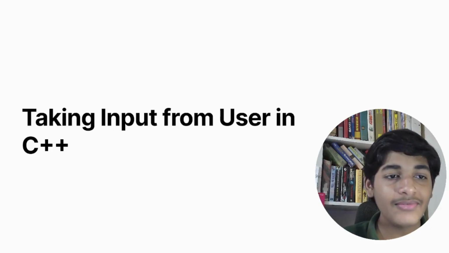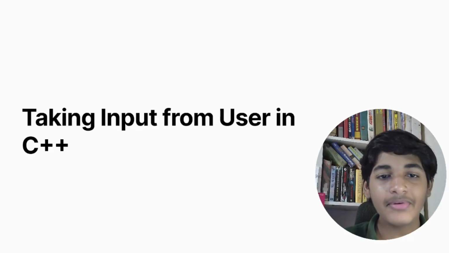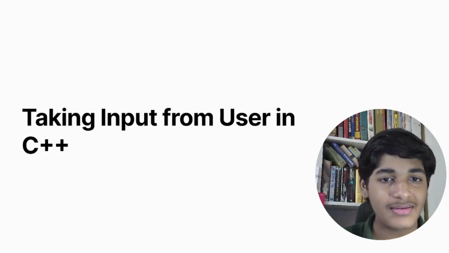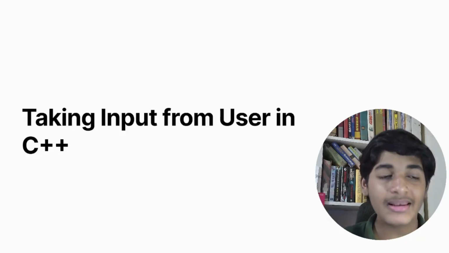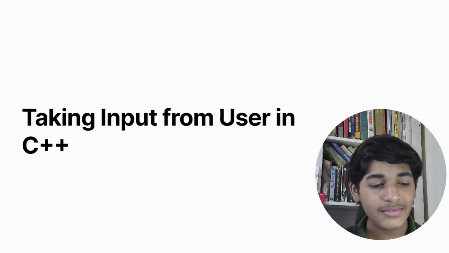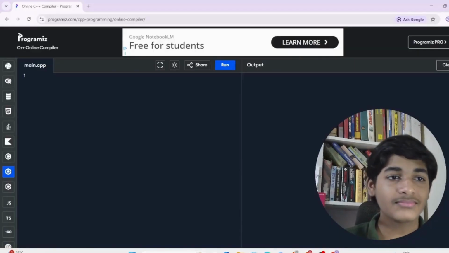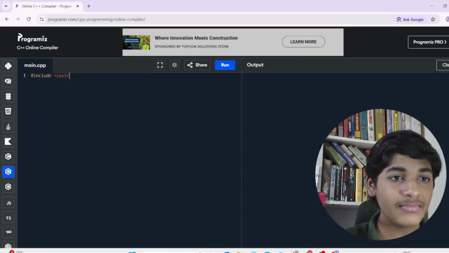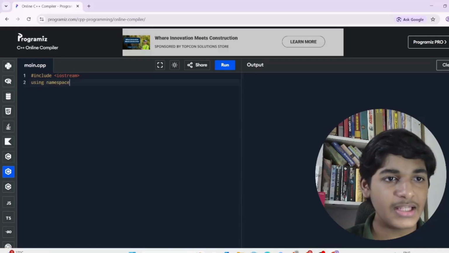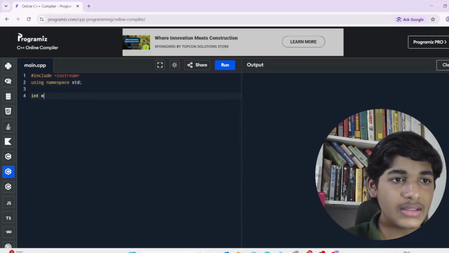In this video, we'll be exploring how to take input from user in C++. So let's get started. Let's first open our compiler and first of all let's write #include <iostream>, then using namespace std, then int main and then curly brackets.